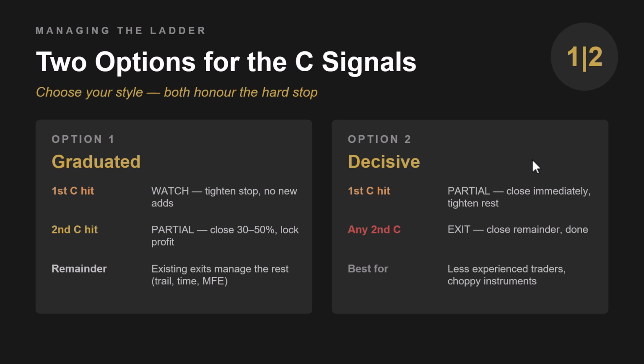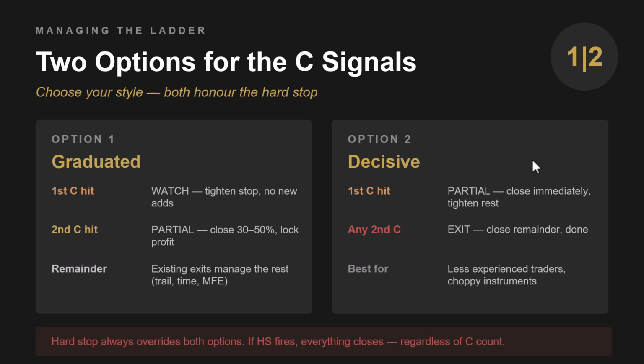Again, looking at trades previously will give you some guidance as to which one you might like to plant your flag in. And of course, what you do if you're moving this sort of idea into a live environment is you'll measure the alternative. But just to reinforce, a hard stop overrides both options. If that hard stop fires, everything closes, irrespective of the C count.